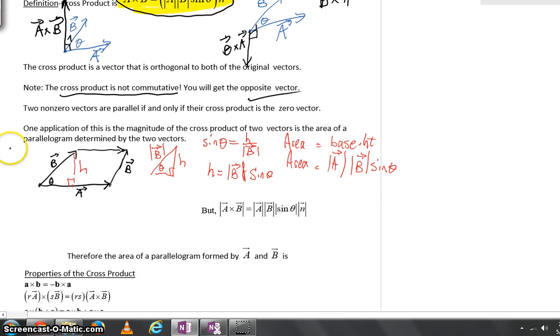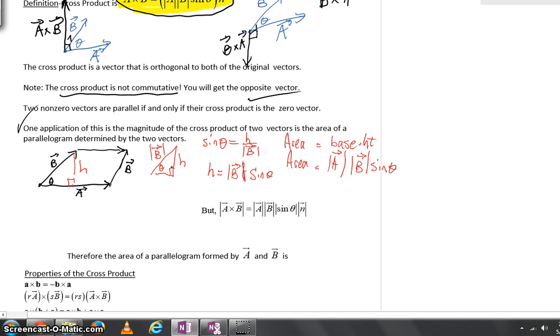Here's an application that we can get into. It's kind of a nice one. If you take a look at the cross product of two vectors, we're going to make a claim and say it's the area of a parallelogram. Let's say that I give you vector A cross vector B in this problem, but before we even get into that, let's just review a few things.